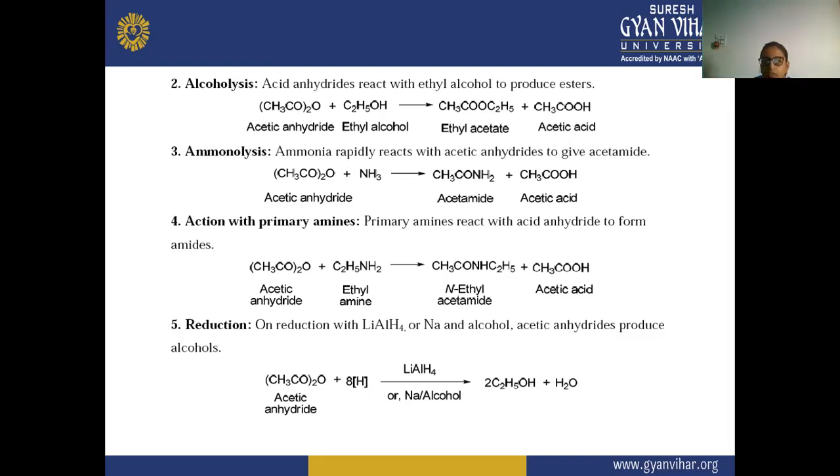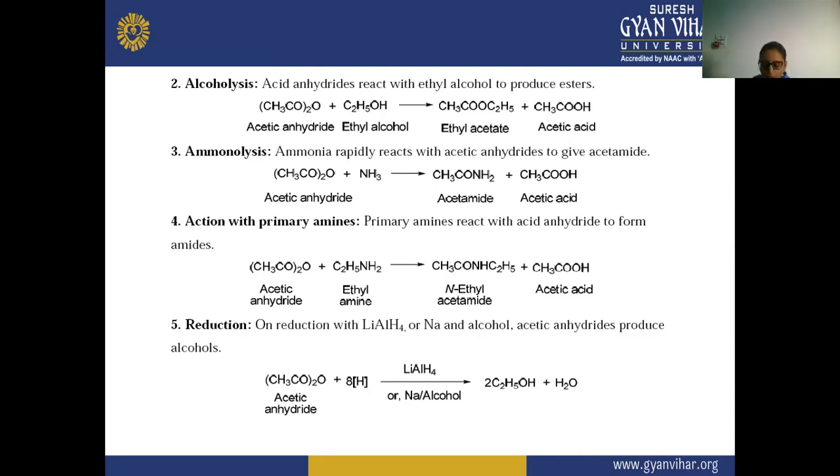So in this alcoholysis, the acid anhydride reacts with ethyl alcohol, and there is a production of ester. So acetic anhydride reacts with ethyl alcohol, and there is a formation of ethyl acetate plus acetic acid.